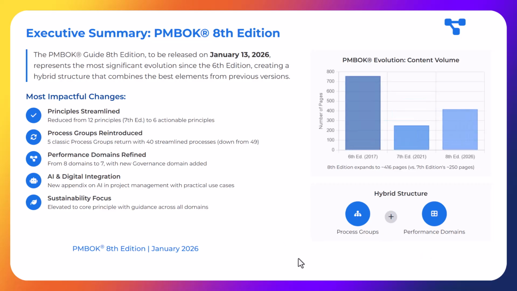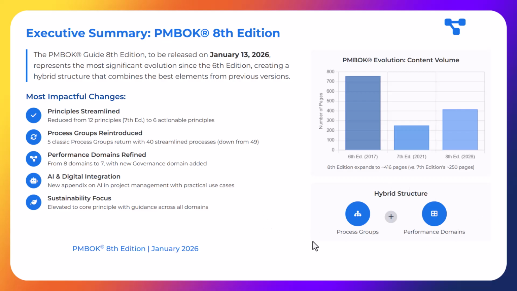To give you an understanding of the framework, the contents by volume. This 8th edition, which is coming out in 2026, is different from the 6th edition in terms of the volume going back up. It's like the pendulum swinging from left to right. The one change that you'll notice immediately is a change in the principles. The process groups are returning in a different way. We have these performance domains better redefined. We'll also look at some AI and digital integration work that's being done, and then the sustainability focus.